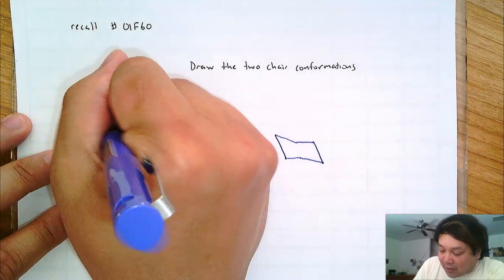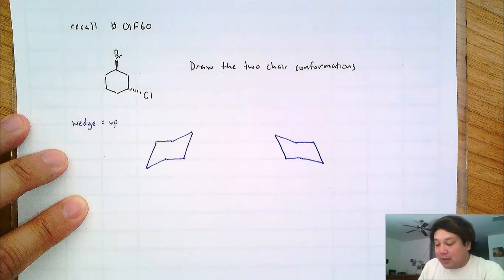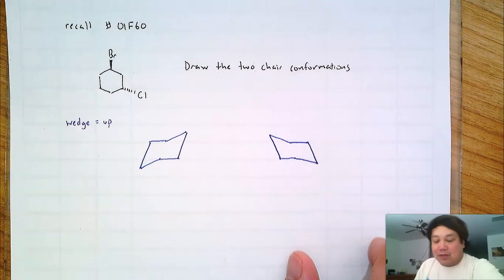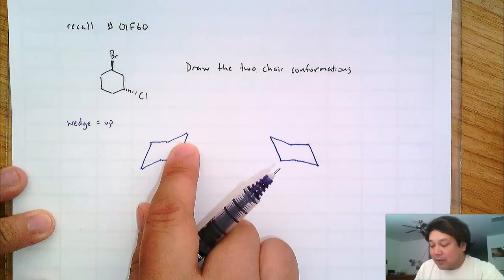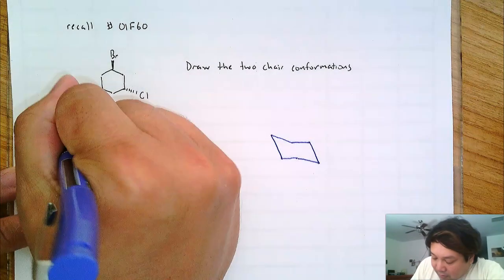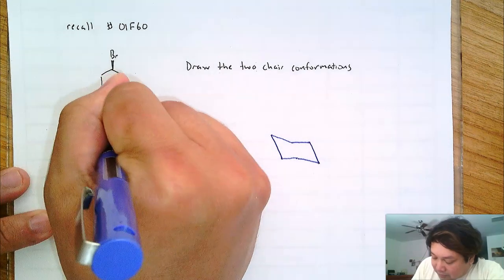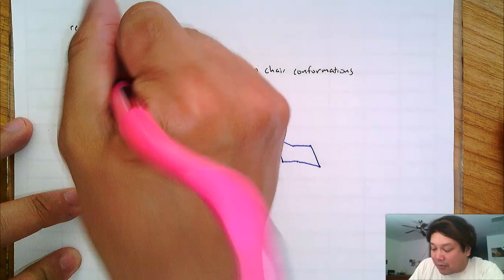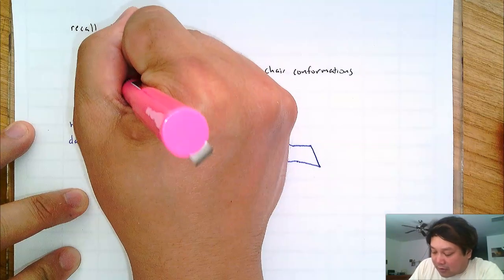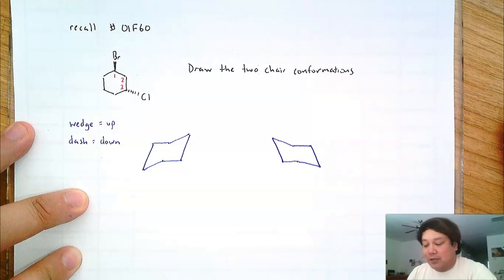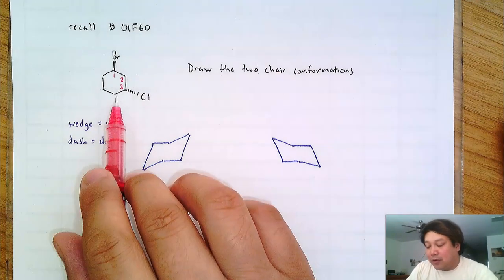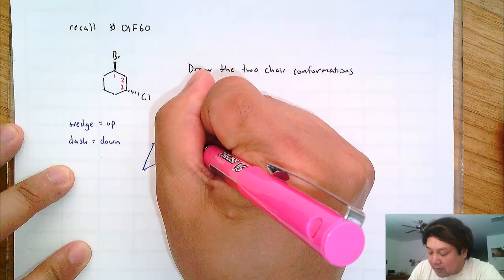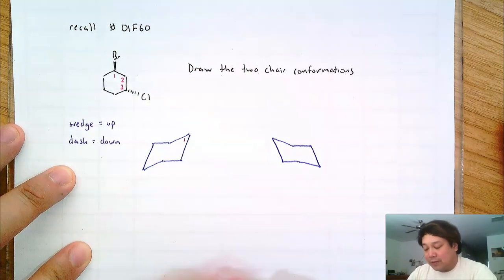Okay, so the trick was, remember that we get to decide what the wedges and dashes mean in terms of direction. And I like to say wedge means up. So if a wedge on the flat cyclohexane is shown, then it would be up on the chair conformation. Dash equals down. The other tip is to number your ring. Not based on nomenclature, but just on convenience, on where you want carbon number 1 to be. Because I like carbon number 1 to be in the northeast corner for this particular template.